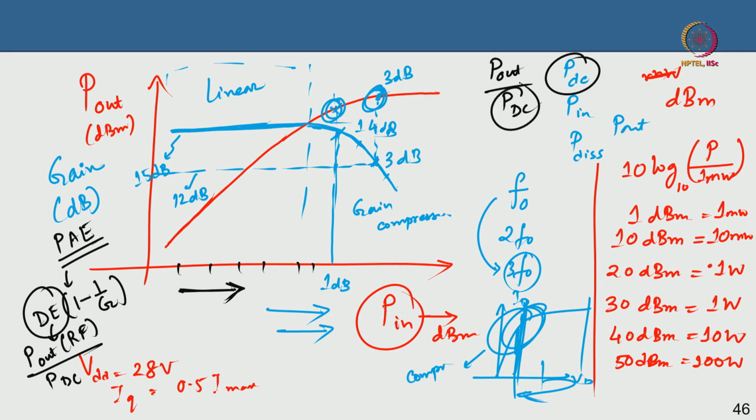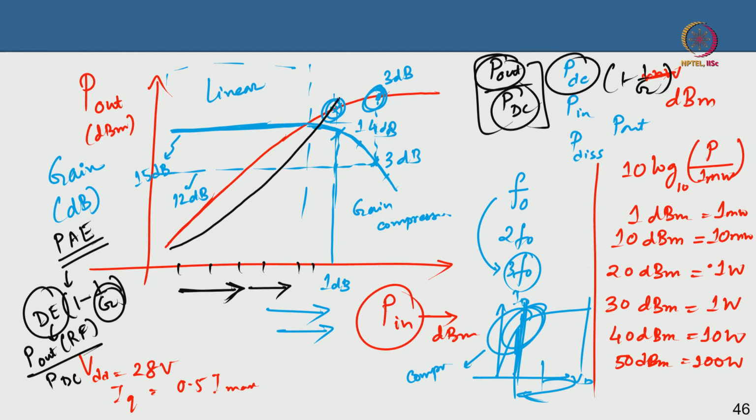The DC power is constant. So, the output power is increasing as you are increasing the input power. You saw the red curve here, and this ratio is your drain efficiency, and the drain efficiency is increasing, and the gain is constant, because this multiplied by 1 minus 1 by G is your power added efficiency, and gain is constant until that point. So, your power added efficiency, if I plot the black line, is going to increase.